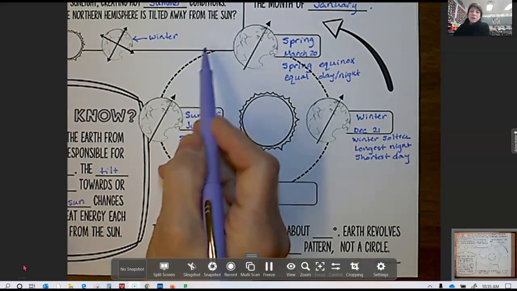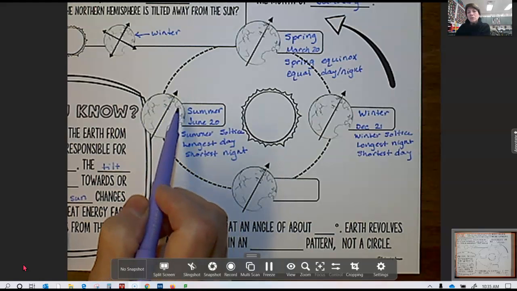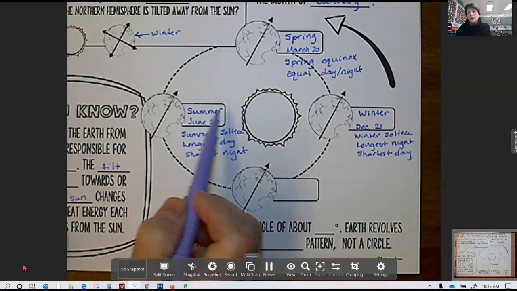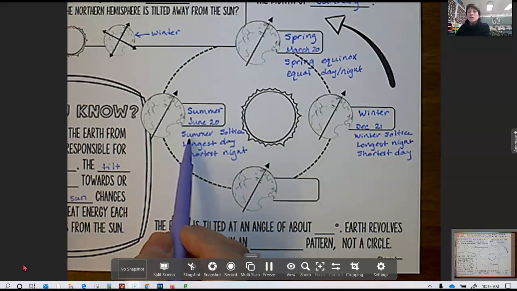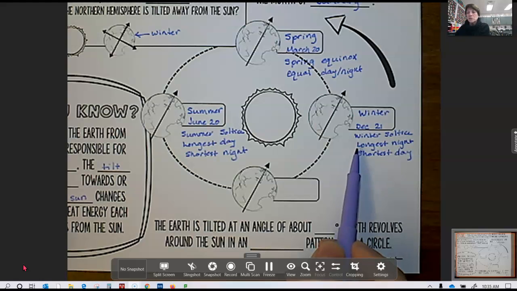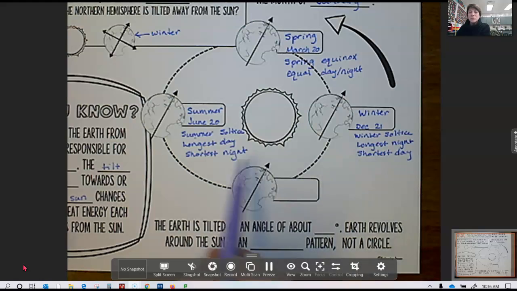Now we're continuing our counterclockwise orbit around the sun, and you can see that when we get to this position, the northern hemisphere is more directly pointed towards the sun, and this is summertime. That starts on or around June 20th with the summer solstice. So winter solstice over here, and the opposite, summer solstice, over here. Here we have the longest day and the shortest night. So this is where it might be 9 o'clock and you're still having daylight hours. So we've got the longest day and the shortest night here.